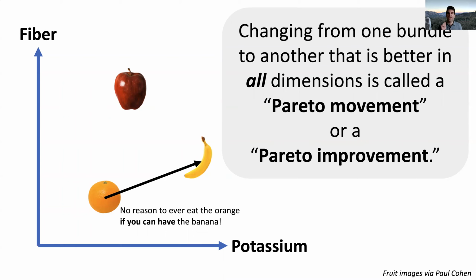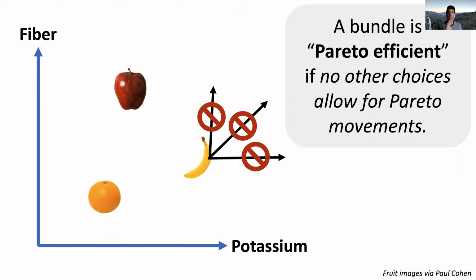There is no way I can criticize that change, because it's just better. If you're saying all you care about is potassium and fiber, why are you eating an orange? I don't care which other one, just eat something else. Eat a banana or eat an apple. Either one would be a so-called Pareto improvement. Now, from the banana, if all I have are those three fruits available, there are no other ways I can improve upon the banana. And so I view the banana as being Pareto efficient.